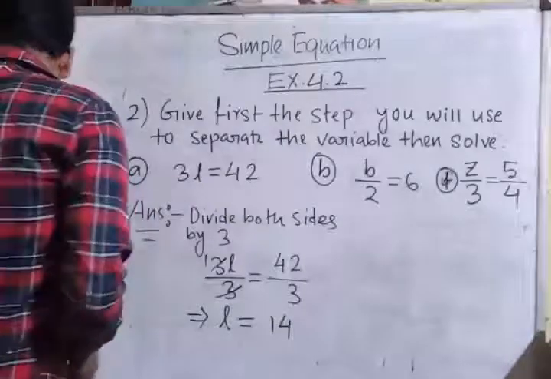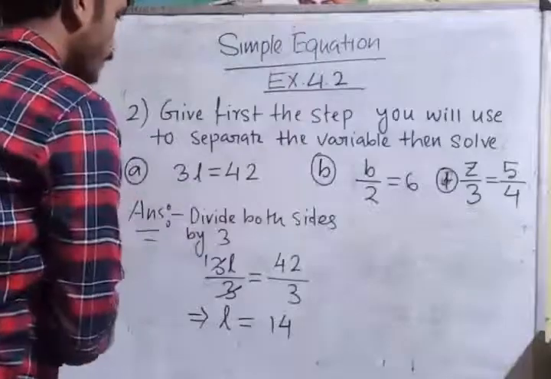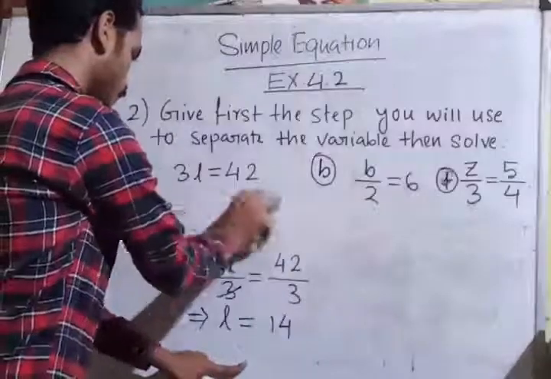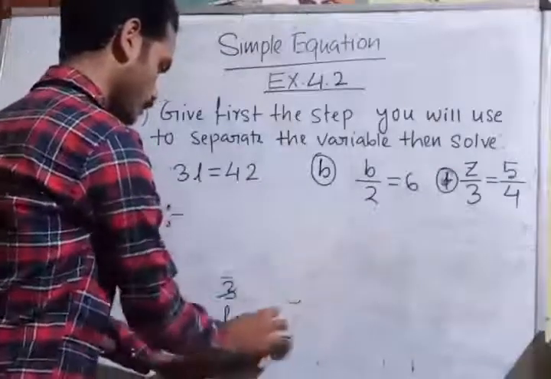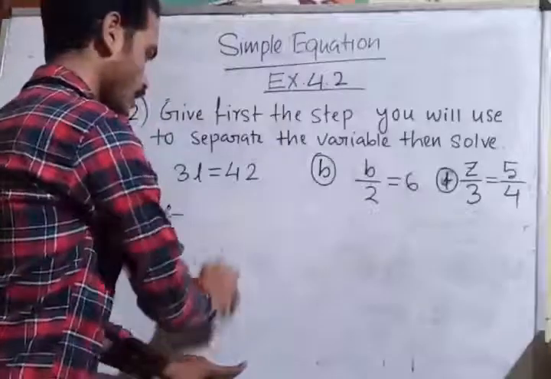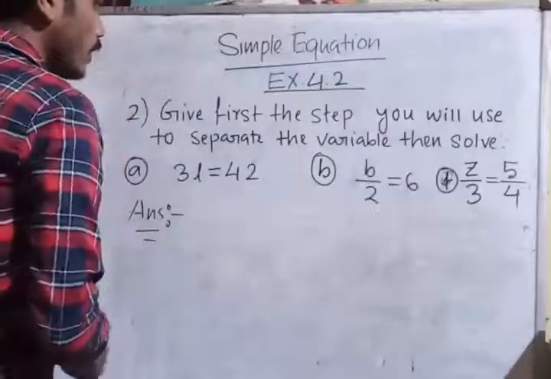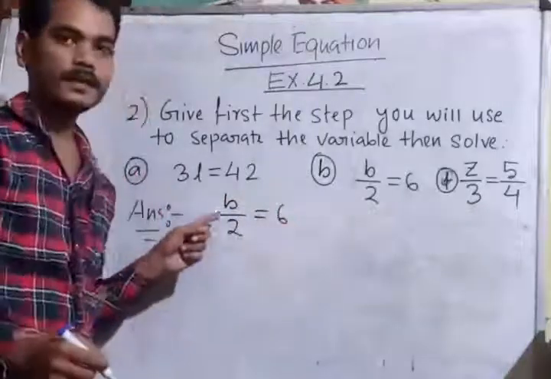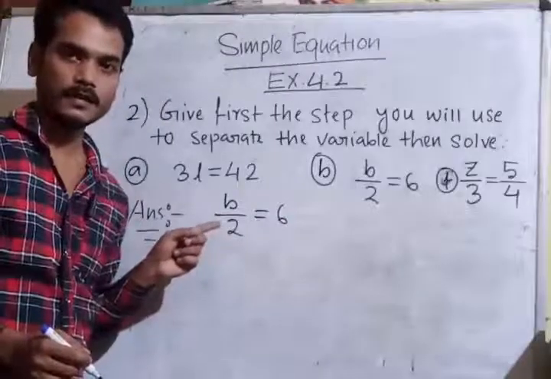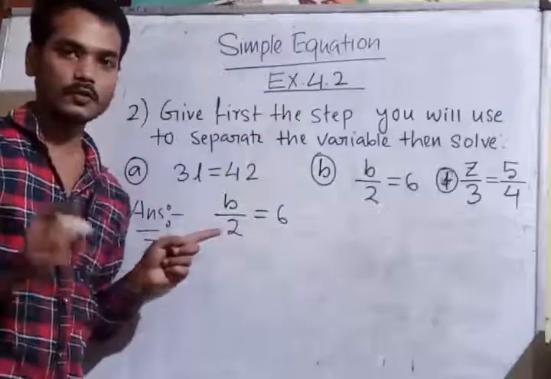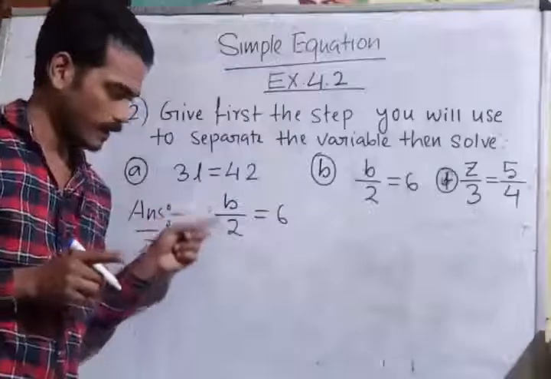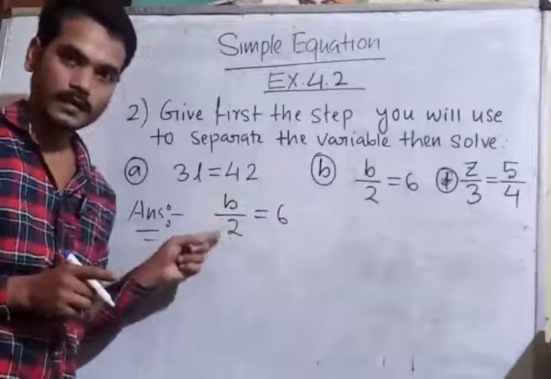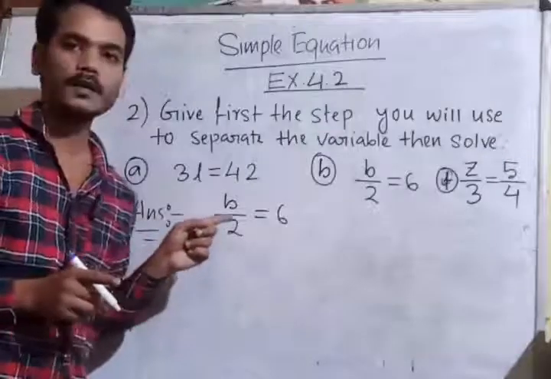Now next, let's see the number b, how to solve it. Number b, it is given b by 2 equal to 6. b by 2 equal to 6. Now you can see this b by 2, it is in the form of division. It is in division form. So if it is division, you have to do multiplication. What number will you multiply? That number only which is given with the variable in the left hand side. So this is 2. It is in division form. You have to multiply both the side by 2 only.